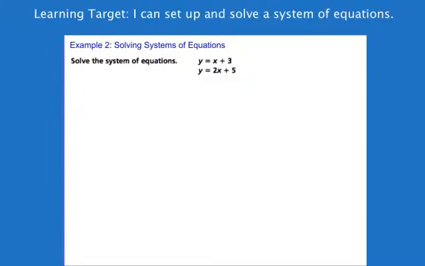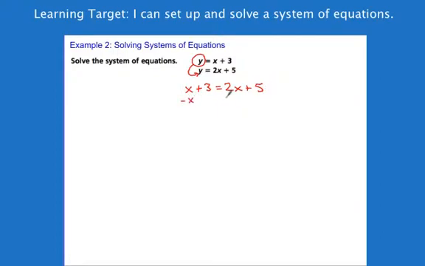Notice how here I have y equals x plus 3 and I have y equals 2x plus 5. Well, if y equals both of those things, then instead of writing y equals 2x plus 5, I can write x plus 3 equals 2x plus 5. Because y and x plus 3 are the same thing.